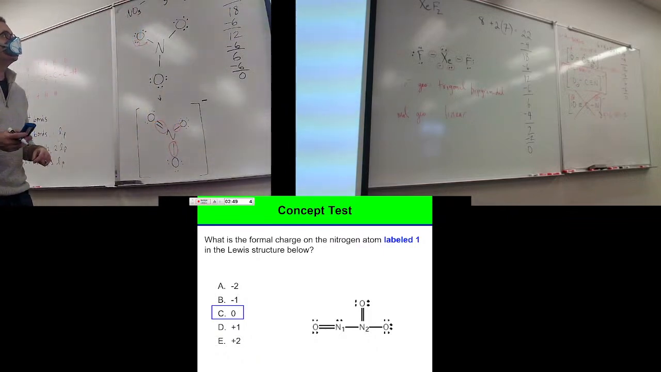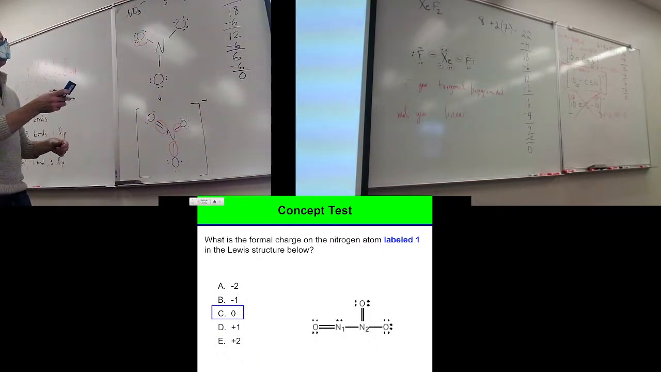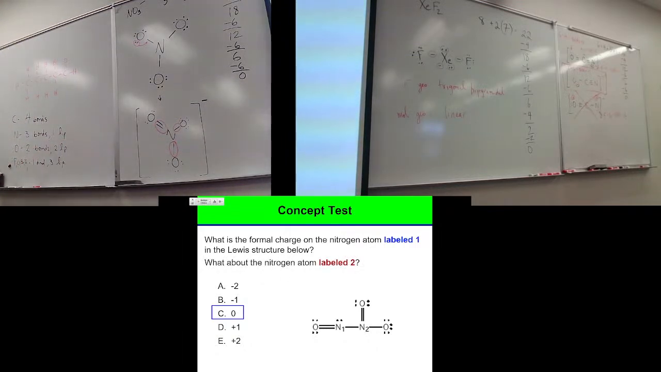So, what is the formal charge on the nitrogen labeled nitrogen 2? You can take a guess here, I'm sure. Oh, good. Everybody got it right.